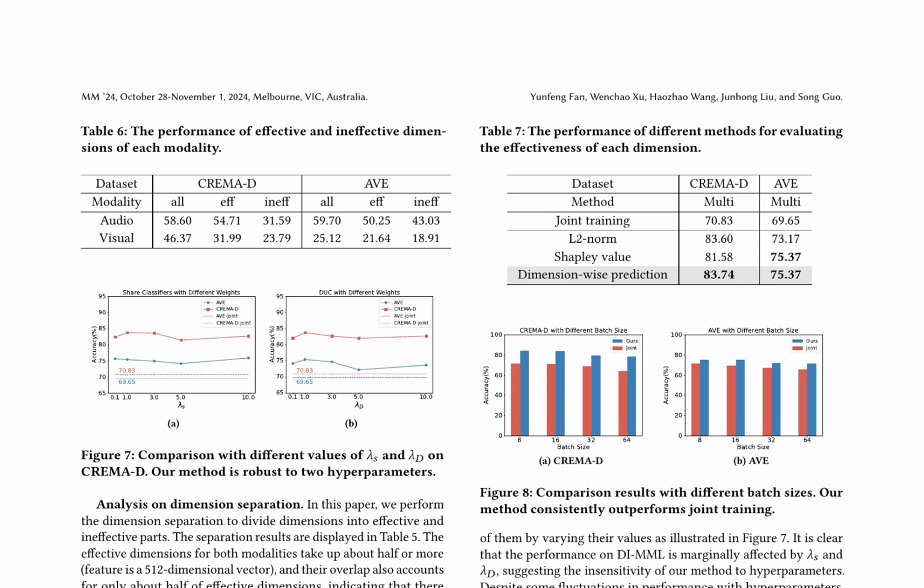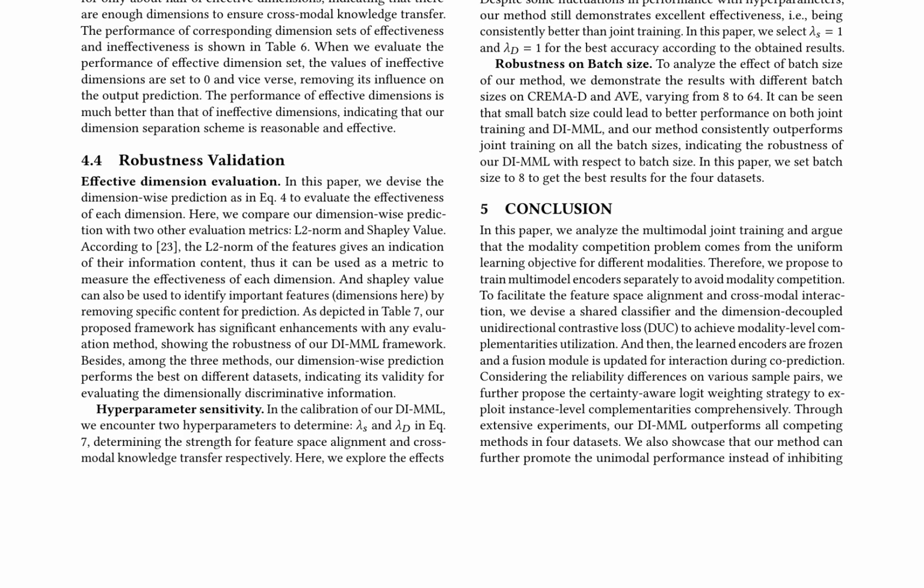The performance of effective and ineffective dimension sets is evaluated, and the results show that effective dimensions significantly outperform ineffective dimensions, validating the dimension separation scheme. The authors also compare their dimension-wise prediction method with two other evaluation metrics, L2 norm and Shapley value, and find that it performs superiorly on different datasets, indicating its validity for evaluating dimensionally discriminative information.